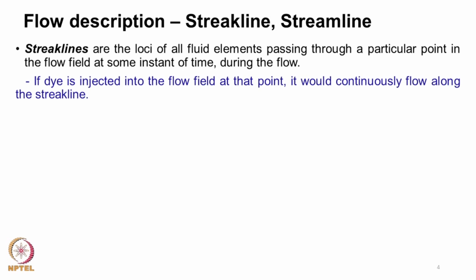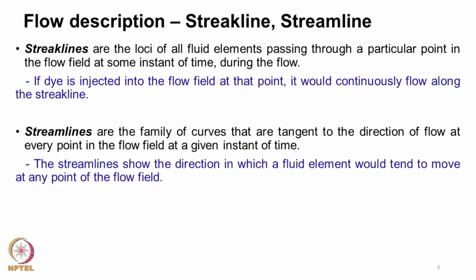There are 2 other definitions, streak line and streamline. Streak lines are the locus of all fluid particles which pass a particular point, and after some instant, whatever particles have crossed that particular point, if you connect all of them, then you get a streak line. So in an experiment, if a dye is injected, then it would continuously move only along the streak line.